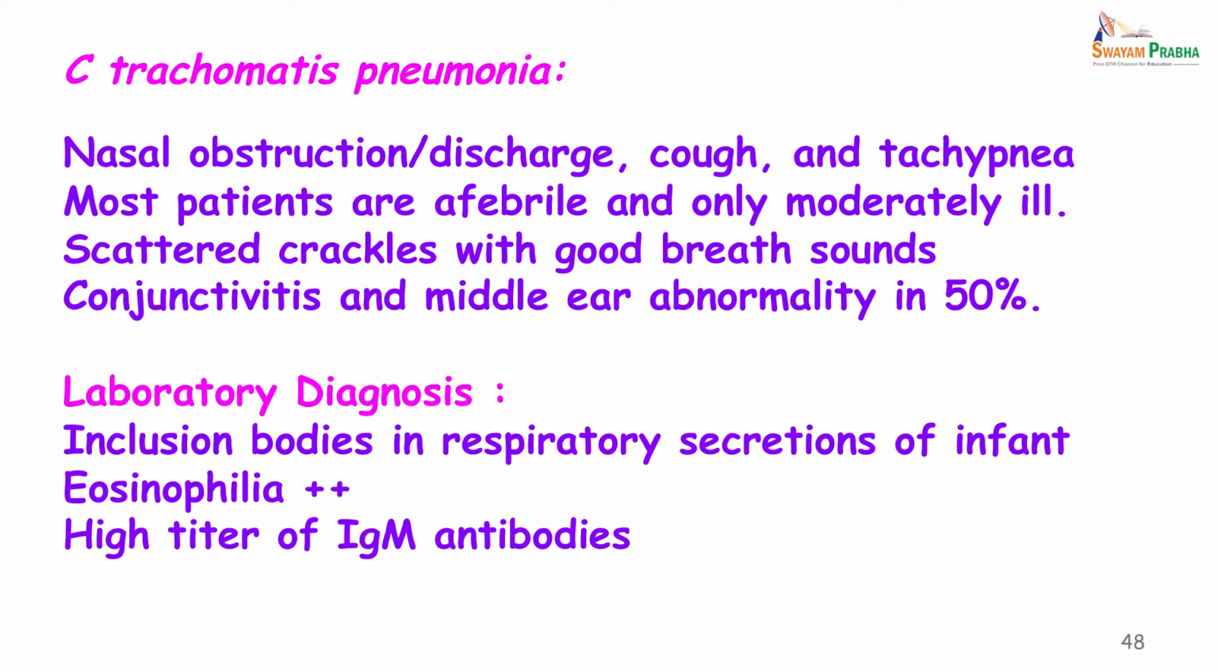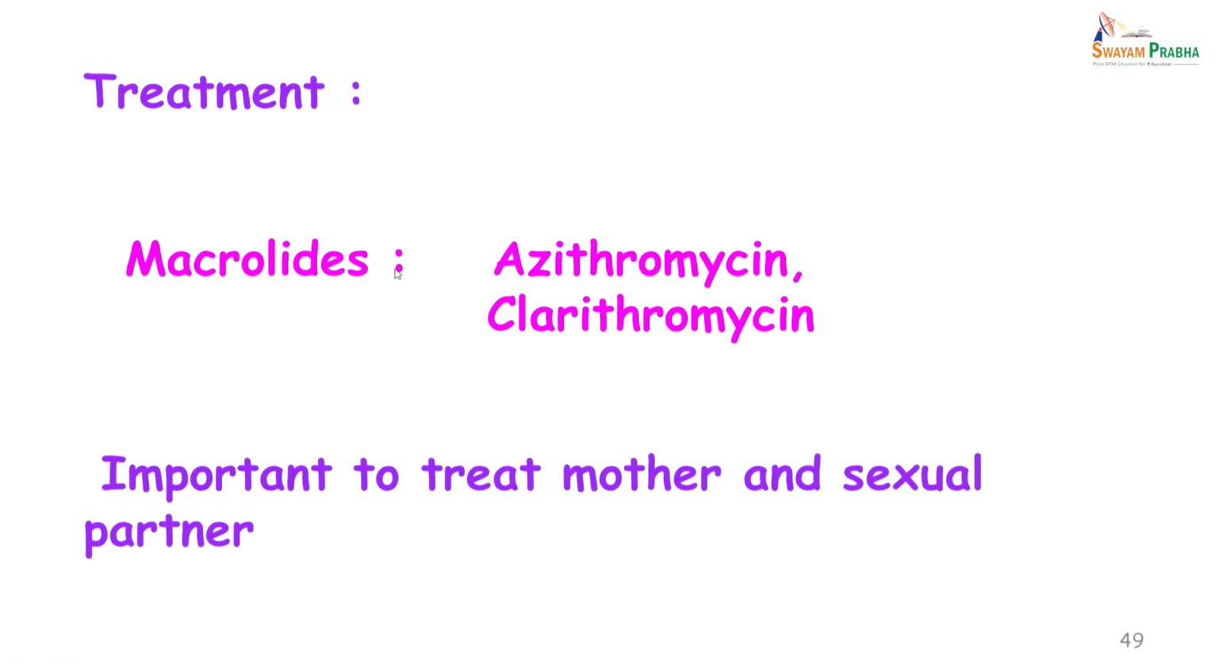Laboratory diagnosis would include demonstrating the presence of inclusion bodies in the respiratory secretions of the infants, and these bodies are well defined as compared to Chlamydia pneumoniae or Chlamydia psittaci. Eosinophilia is another feature of this disease, and you can demonstrate a high titer of IgM antibodies in the serum of these infants. Treatment in the babies will be with azithromycin and clarithromycin, and what is important is to treat the mother and her sexual partner.